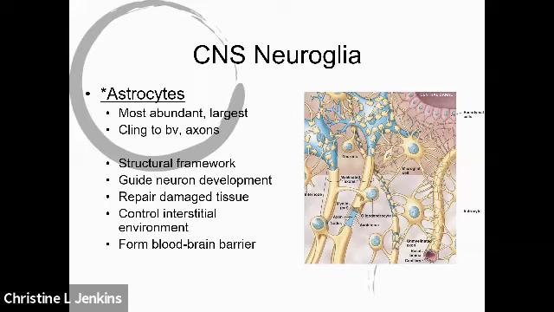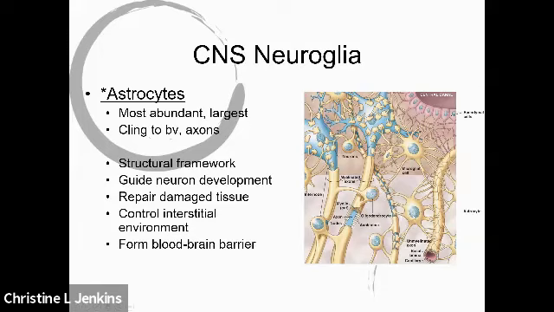The astrocytes are the most abundant. This is the most abundant neuroglial cell we have in the central nervous system. If you look here, the astrocytes tend to sit between things. So here's an astrocyte, here's an astrocyte, here's an astrocyte. They tend to cling to blood vessels.